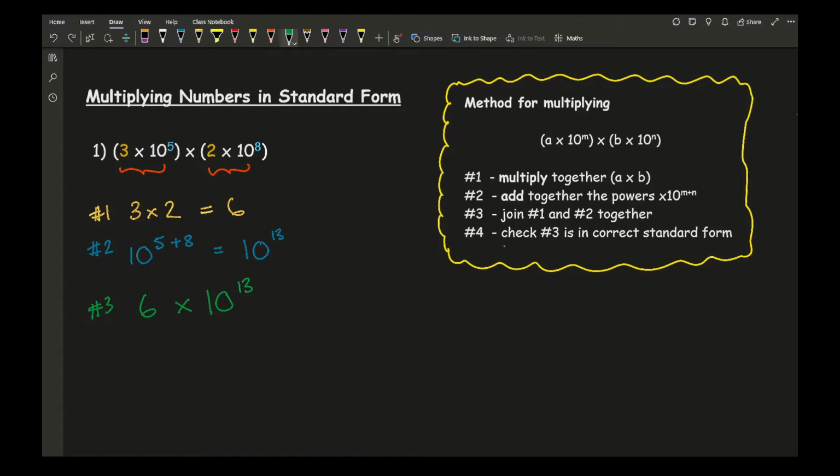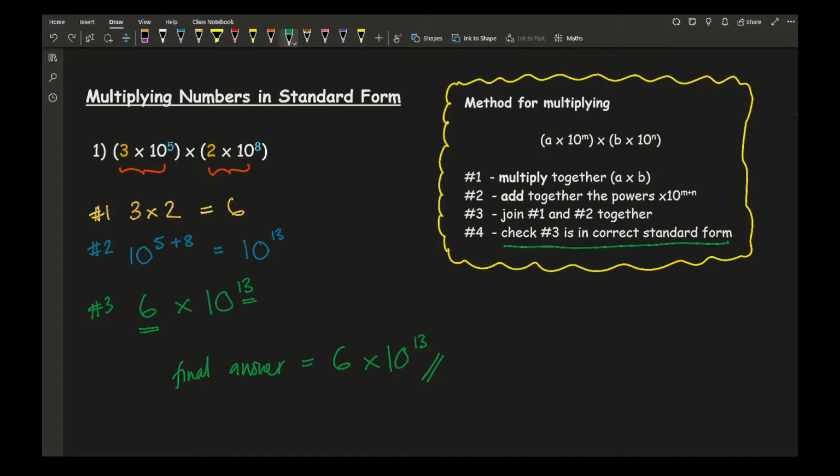Now the next thing I then need to do is check to make sure this is in standard form. So I check, is this a number between 1 and 10? Yes, it is. And is this a whole number? Yes, it is. So therefore my final answer equals 6 times 10 to the power of 13. Now I don't need to convert it into ordinary form. I leave it as it is.